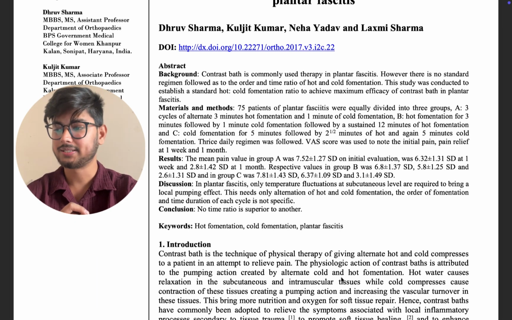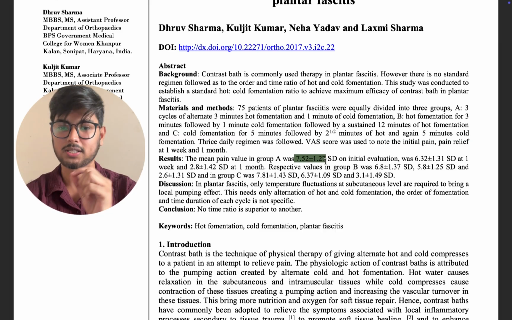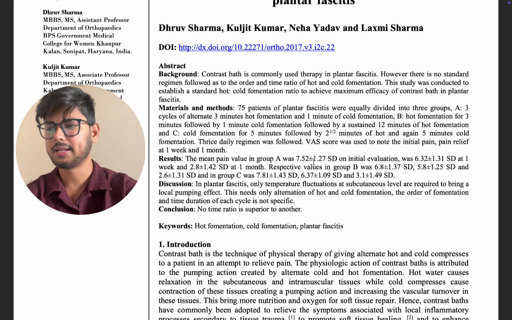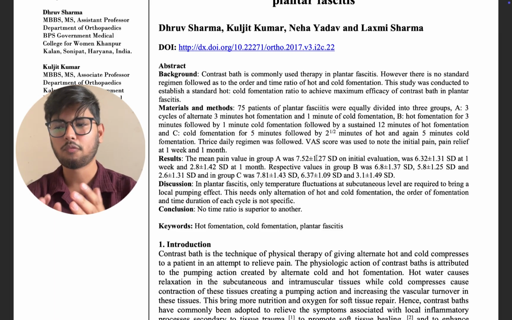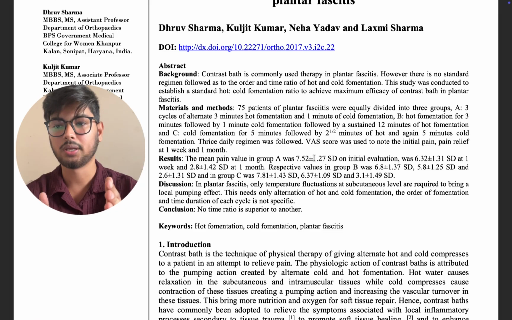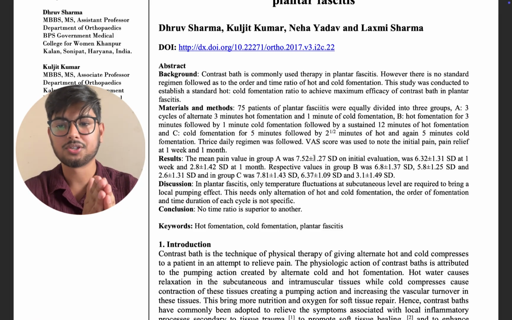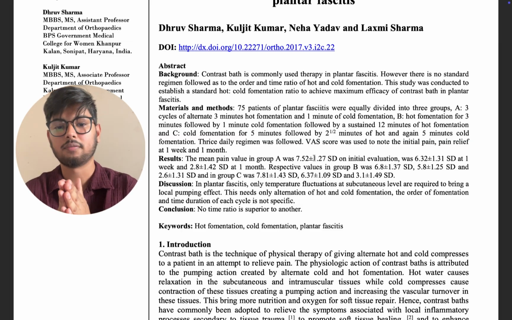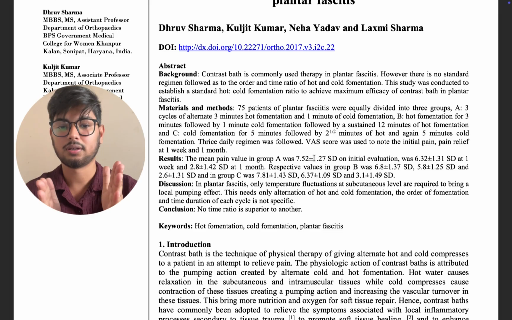Let me teach you about the standard deviation. As you can see, the first value for group A is 7.52 plus minus 1.27. Just for instance, take it as a 7 and here take it as a 1. Now you have to understand that standard deviation shows how spread out the data was. The smaller the standard deviation, the more consistent the results were, and the larger the standard deviation, the less consistent or regular they were.